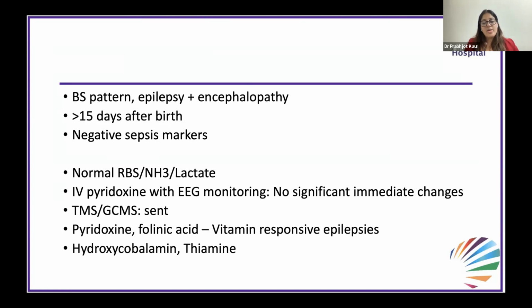So once we start IV pyridoxine, it is preferable to continue pyridoxine for another 5 days. We also started hydroxycobalamin and thiamine as an empirical treatment for metabolic conditions which may be responsive to this. So further workup, MRI brain with MRS was normal, TMS as well as GCMS was normal. And after 5 days, the baby started improving.